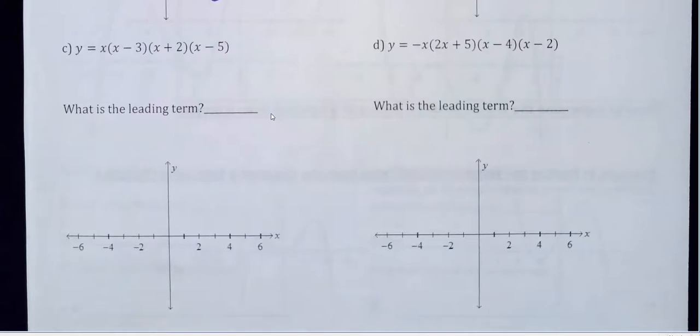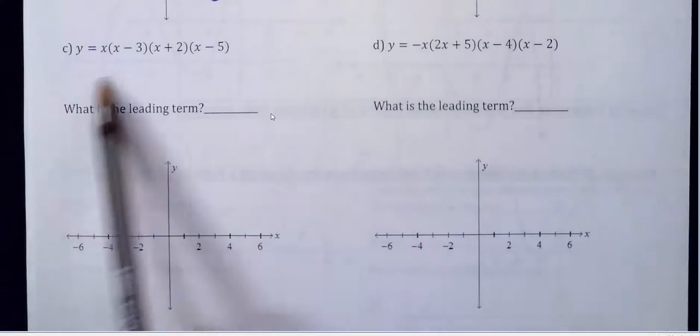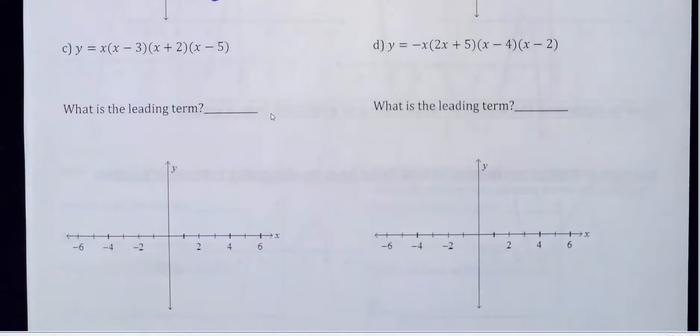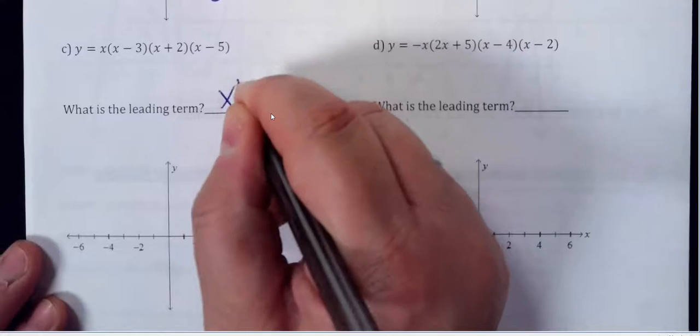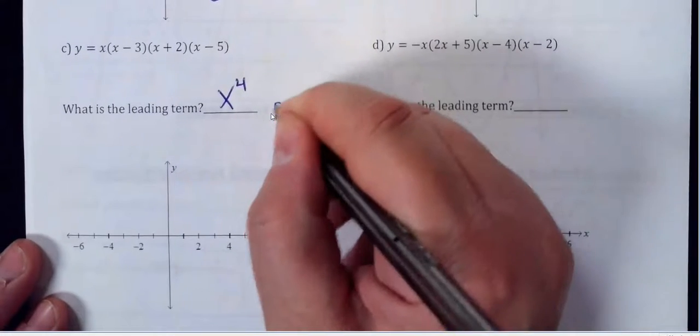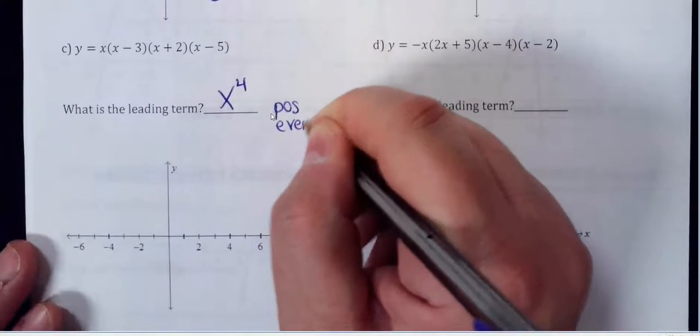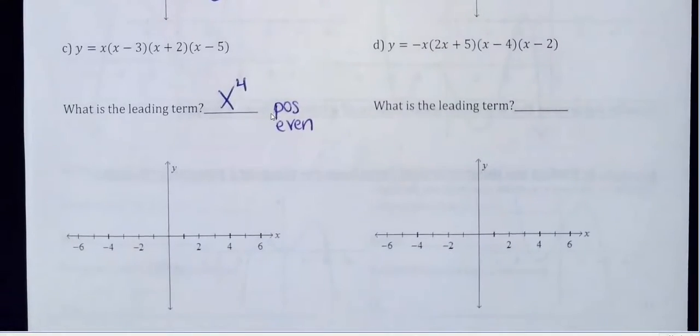If I multiplied this all out, what would my first term be? X to the 4th. All right. So nothing making that negative, so this guy's going to be positive, and then my exponent here is 4. 4 is an even number, so this is even. Okay, where are we going to go through the x-axis for this graph?